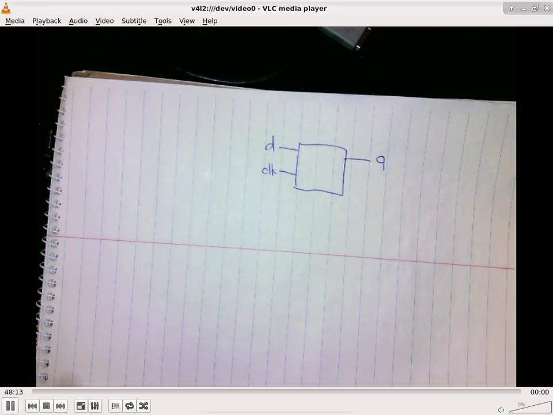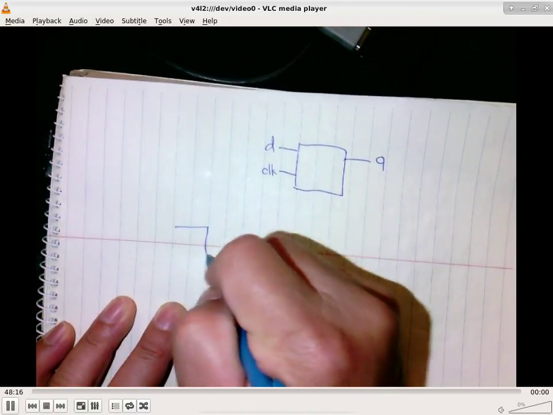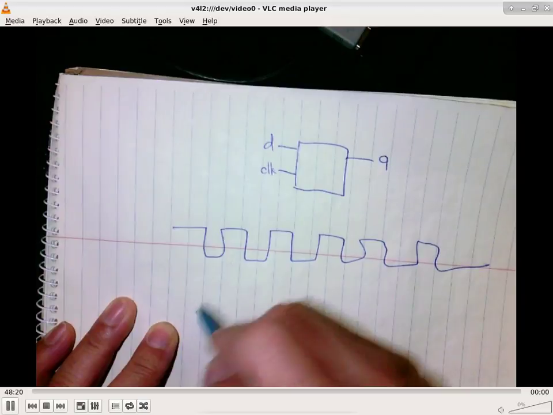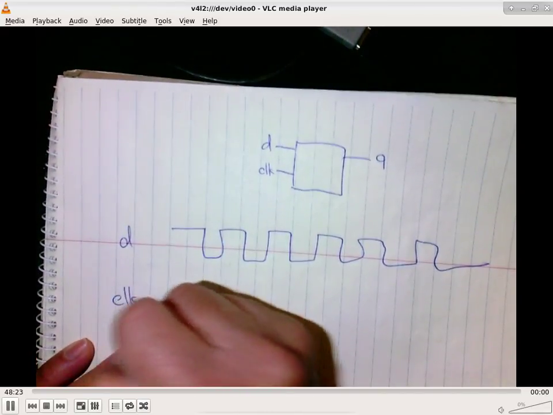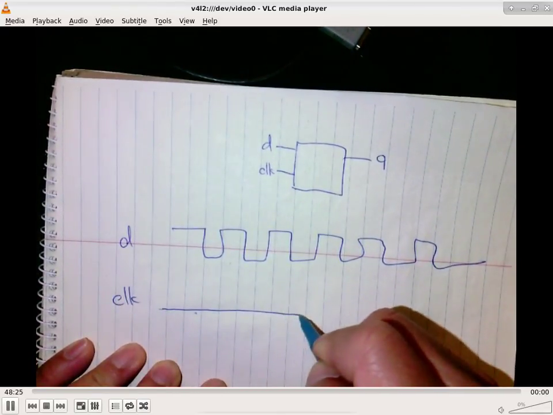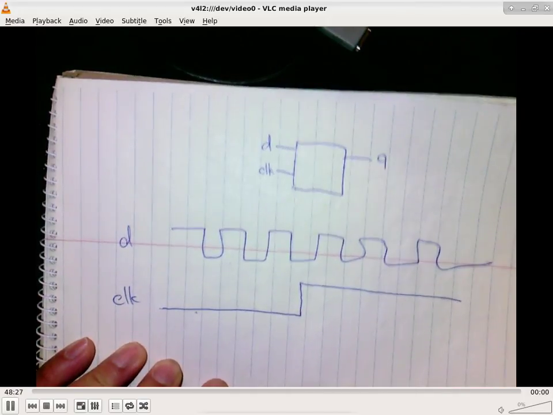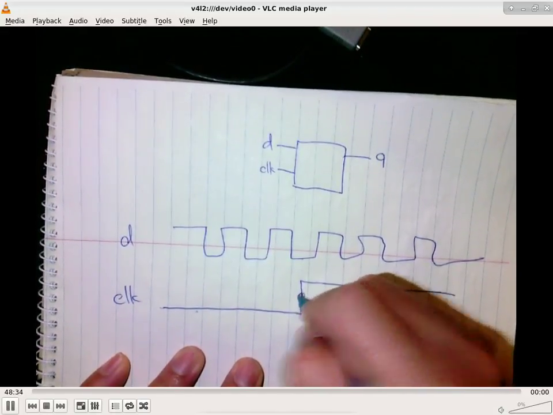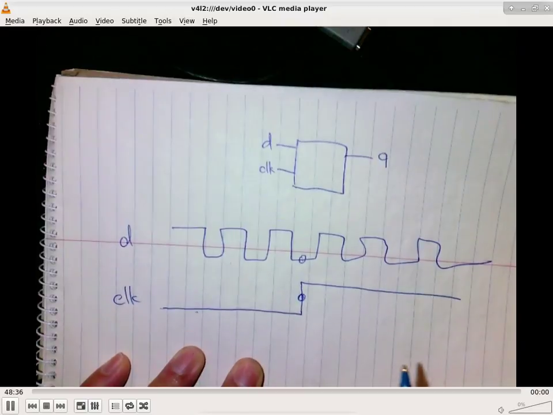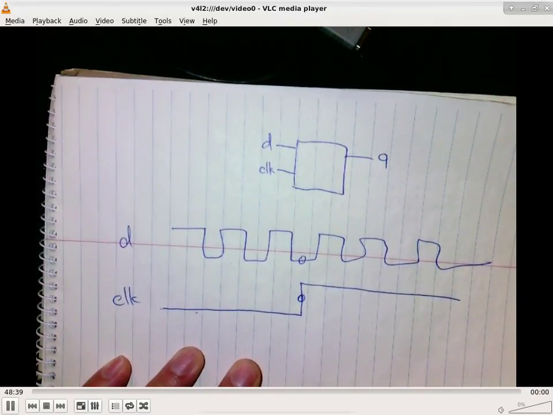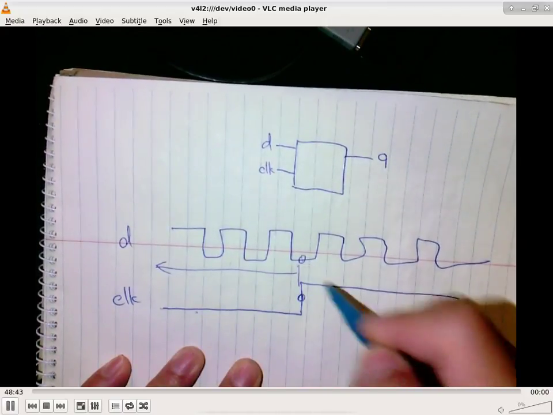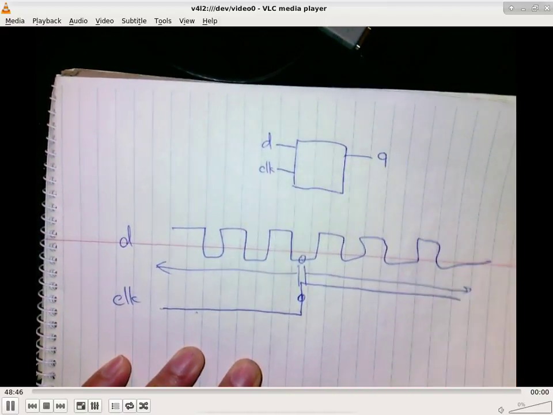Okay. So that means if your D is doing some crazy stuff like this, but your CLK, your clock line, is having a transition right here, it's going to store a 0 and ignore everything else. Because only during this transition will it sample whatever D has and then change Q to reflect that. All the other time, over here and over here, it's not paying attention.